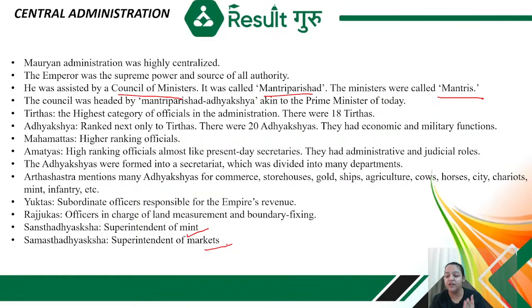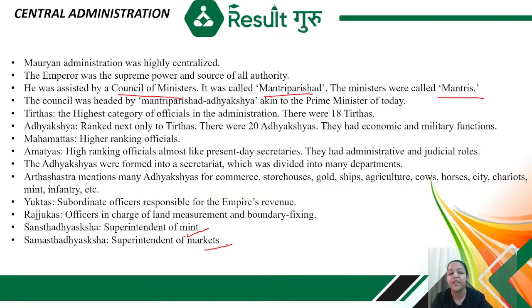So what have we learnt till now? We have learnt that there was a council of ministers that was known as Mantri Parishad. The council was headed by a Mantri Parishad Adhyaksh. In the Mantri Parishad, there were different kinds of mantris. So we have Tithas. They are basically officials in administration. Then we have Adhyaksh, who is responsible for economic and military function. Mahasamand, high-ranking officials. Amatyas, high-ranking officials like the present-day secretaries. They had administrative and judicial departments.